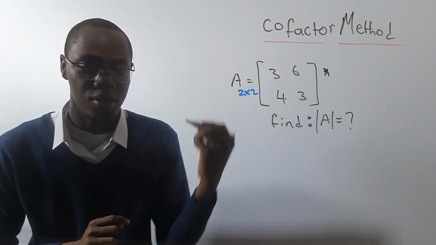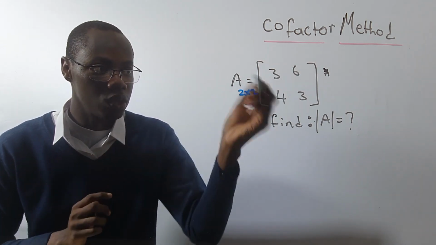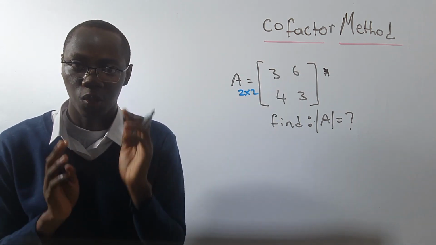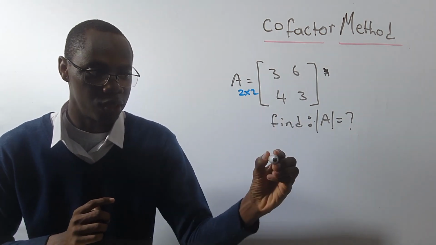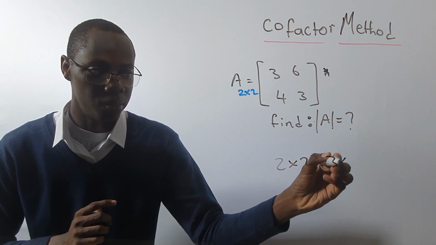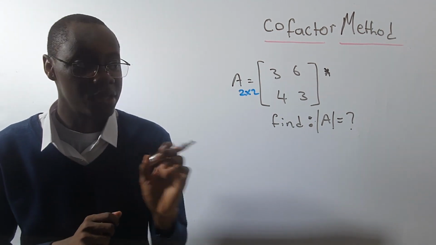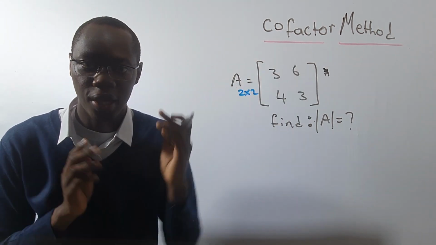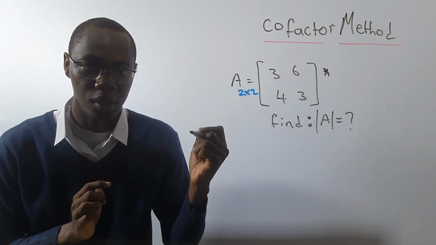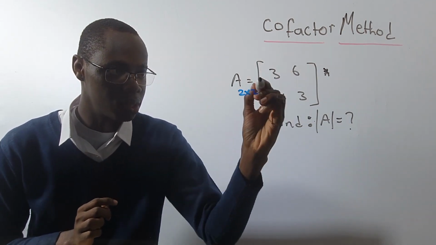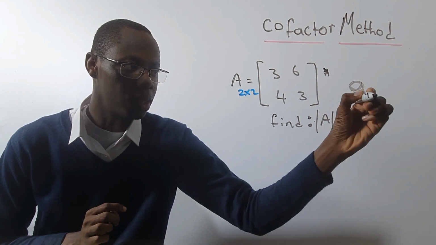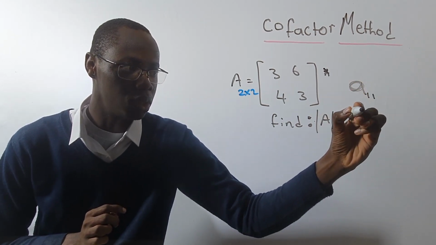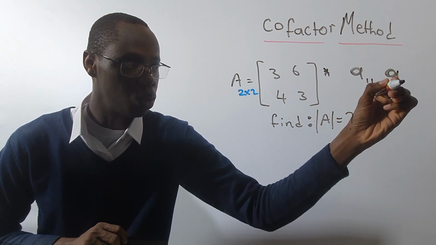So we have 3 and 6. Now we need to name them. Don't forget that we can only find the determinants of square matrices like 2x2 and 3x3, for example. So after picking this first row, the next thing we need to do is name them. Let's name 3 as A11 and 6 will be A12.